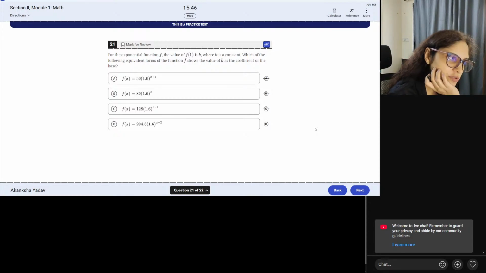For the exponential function, the value of f of 1 is k, where k is a constant. Which of the following equivalent forms of the function shows the value of k as the coefficient or the base?